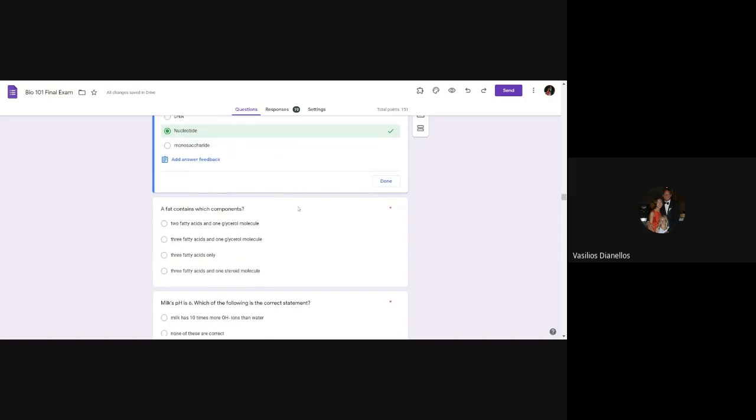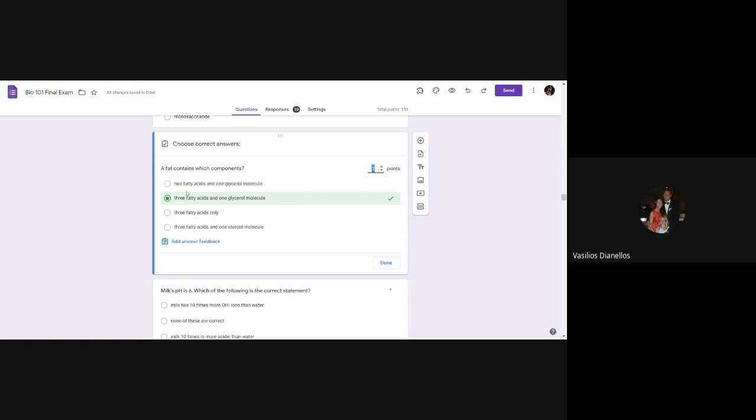So anyway, moving forward, a fat contains which components? There's not much to say about this. The answer is simply it has 3 fatty acids and 1 glycerol molecule. As I said in the exam review, the way you could remember that is remember the other name for a fat, which is a triglyceride. So triglyceride. So glycerol and 3 fatty acids.